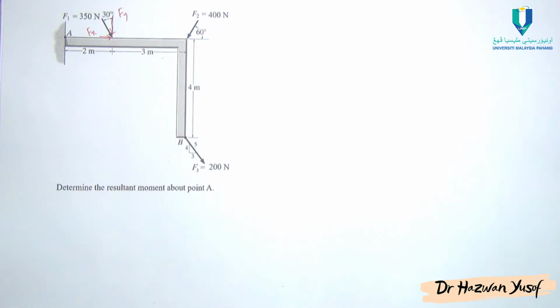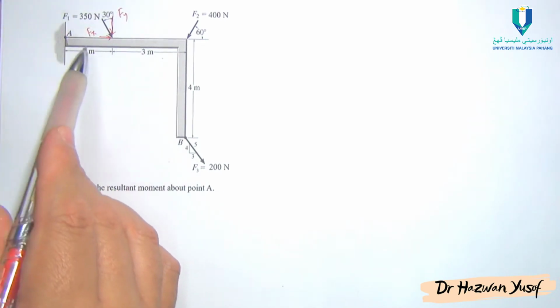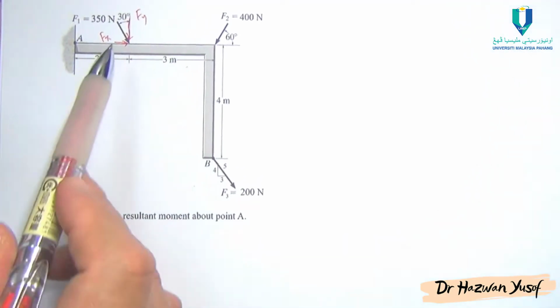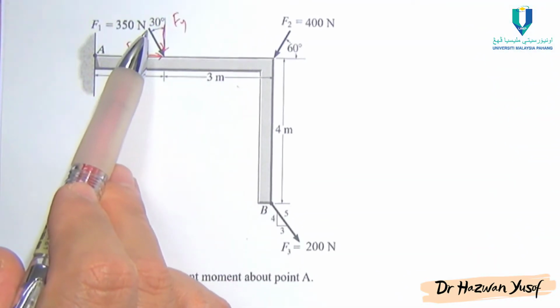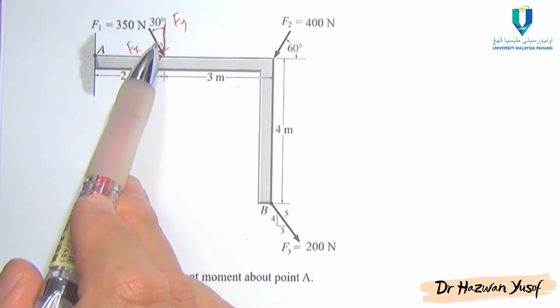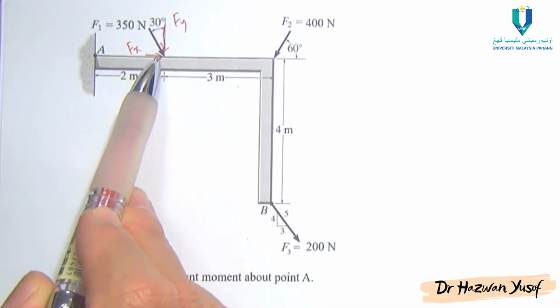Today I'm going to explain whether the force on this diagram will do clockwise rotation or counterclockwise rotation. As you can see here, we have, for example, this 350 Newton force. We can resolve it into two directions, which are Fy and also Fx.